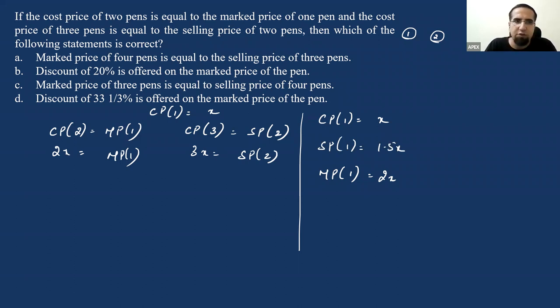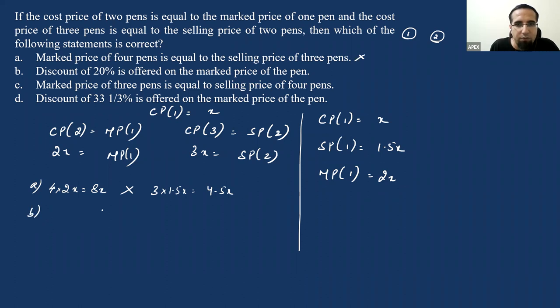Now let's go by options. Which of the following statements is correct? So we have to use the options. Option A says mark price of 4 pens. Mark price of 4 pens is 4 into 2x, which is 8x, is equal to selling price of 3 pens. SP of 3 pens is 3 into 1.5x, which is 4.5x, and these two are not equal. So first one is not my answer.